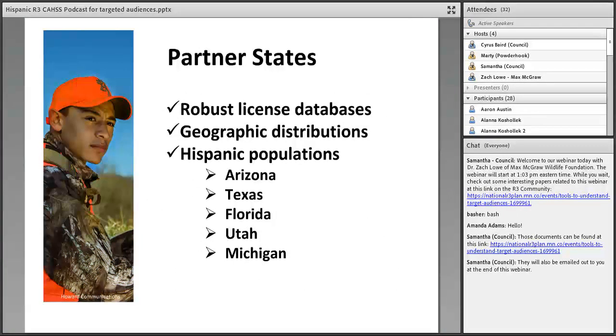The partner states we looked at were really defined by 3 key things. One is that they really needed to have robust license databases. I think it's worth noting at this point that at the time we did this study, starting in 2015, only about half the states had a license database that could be mined or searched in the parameters I just described.